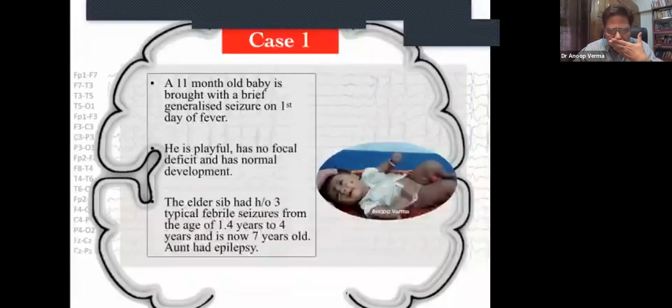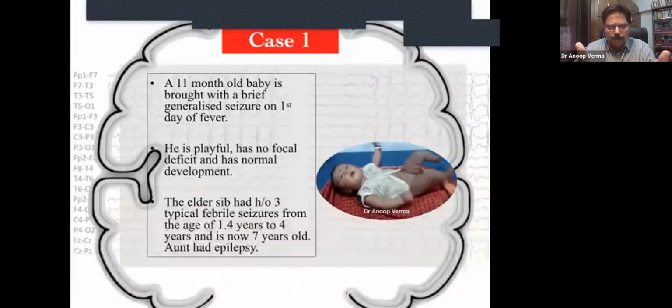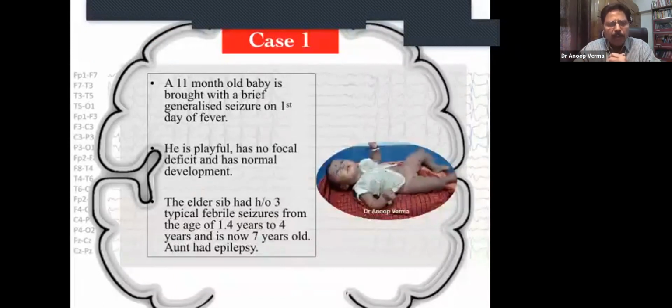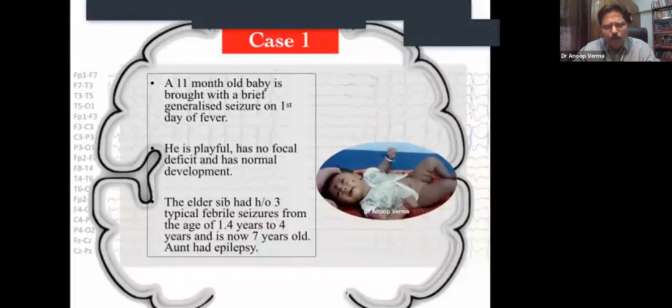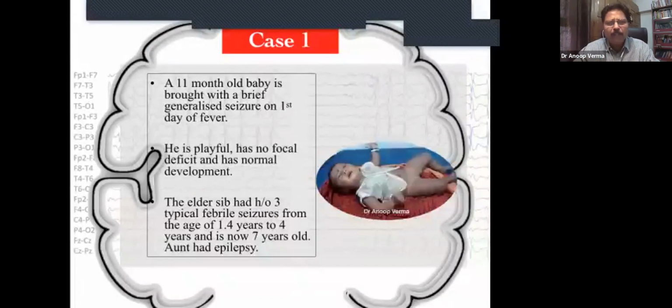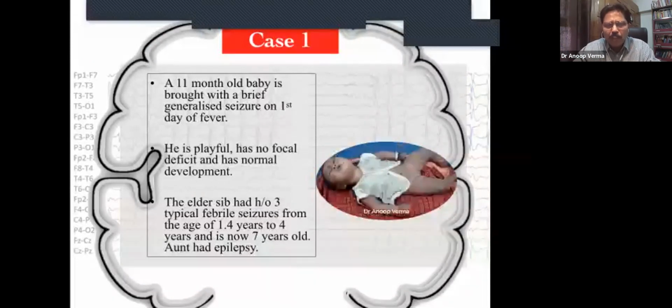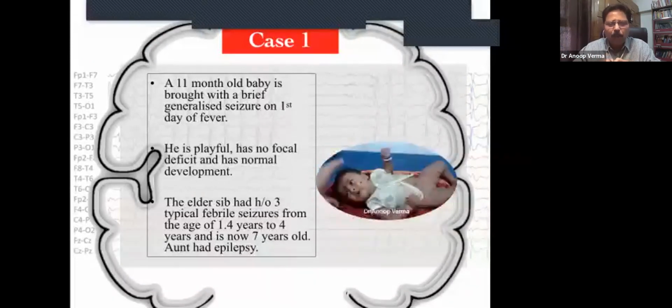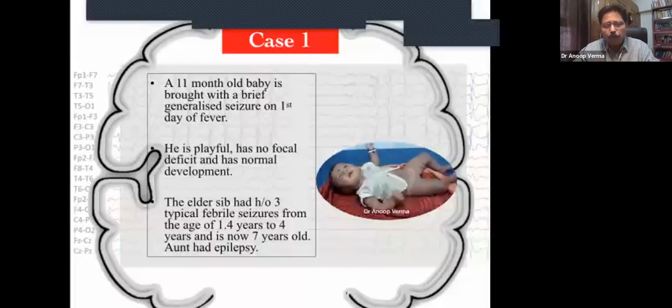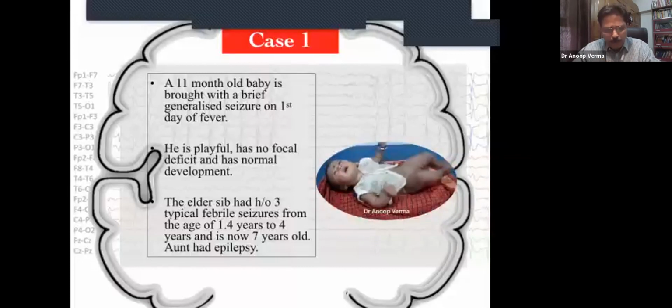And here is a patient in front of you in your clinic. An 11-month-old, playful, with no focal deficit and normal development. The elder sibling had a history of 3 typical febrile seizures from the age of 1.5 years to 4 years, and is now 7 years of age.